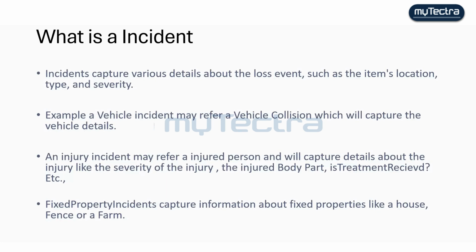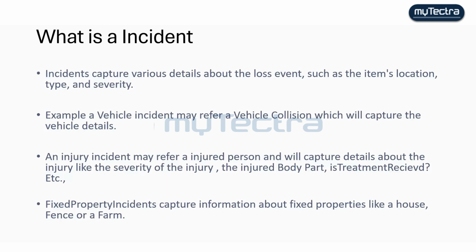Now it can be an injury incident also. The same one event has happened, but two incidents are there. Some accident happened, the vehicle is damaged, and the person is also injured, then we will have an injury incident as well. So a claim can have a number of incidents, but each exposure can be tied to one incident.